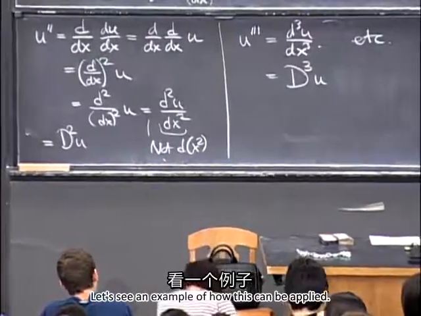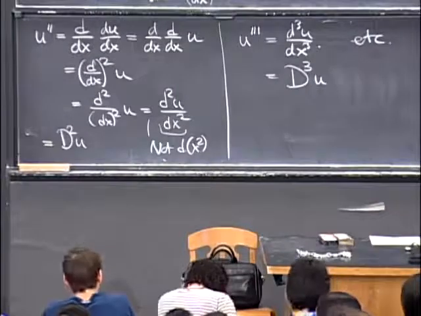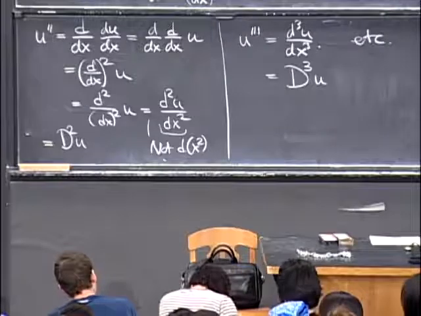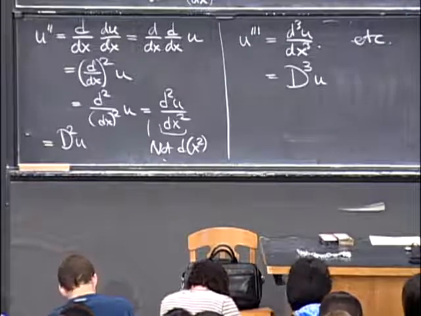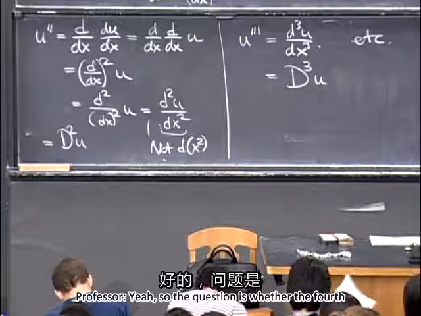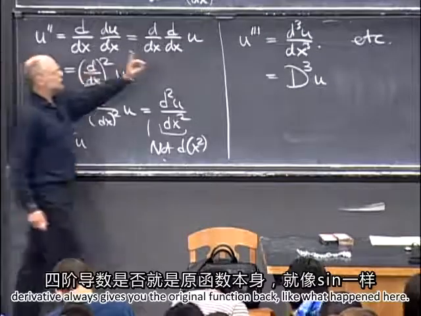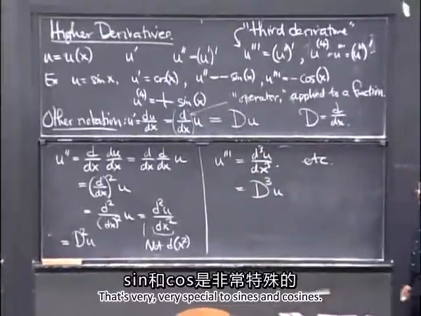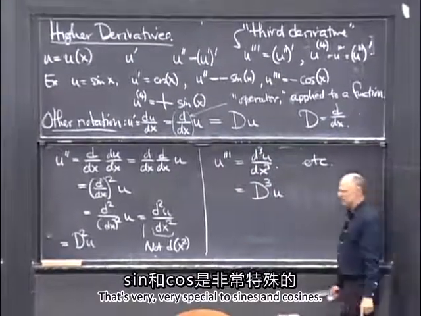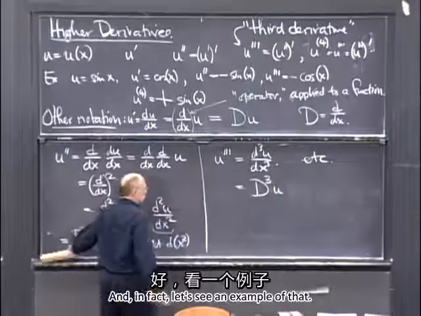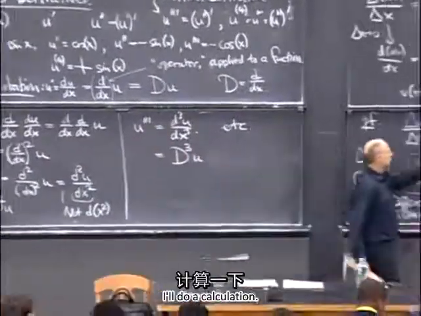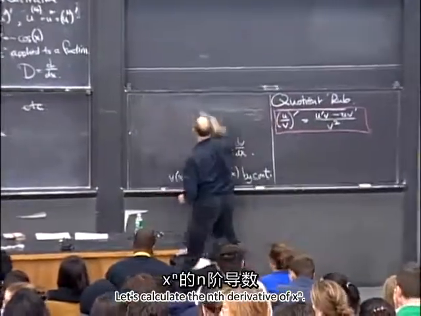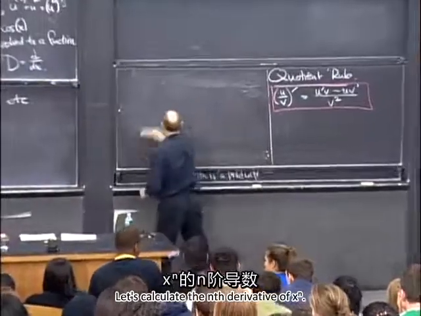Let's see an example of how this can be applied. I'll answer this question. No. So the question is whether the fourth derivative always gives you the original function back, like what happened here. No, that's very, very special to sines and cosines, right? And in fact, let's see an example of that. I'll do a calculation. Let's calculate the nth derivative of x to the n.